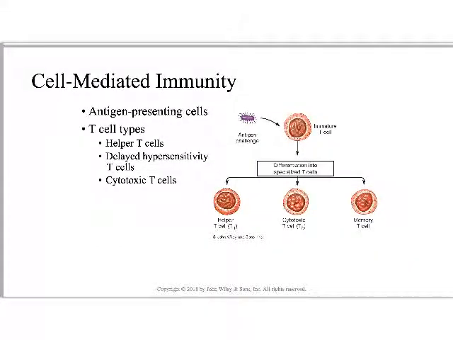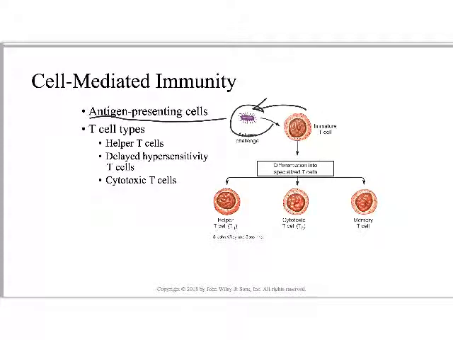Now if we talk about cell-mediated immunity, we want to talk about antigen-presenting cells, or APCs. Antigen-presenting cells have a marker on their cell surface. Once they encounter a certain antigen, they'll present it to the other cells and basically say, hey, guess what? I killed whatever this little purple thing is here.